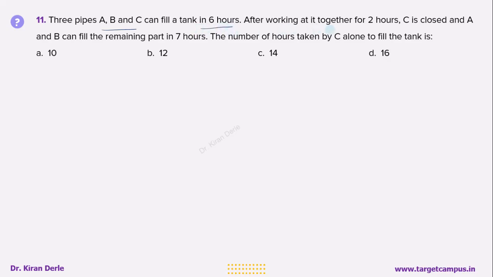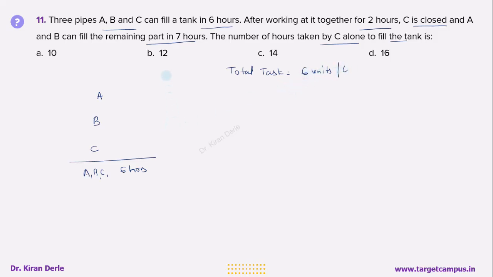Three pipes A, B, C can fill a tank in 6 hours. After working at it together for 2 hours, C is closed and A and B can fill the remaining part in 7 hours. Find the number of hours taken by C alone to fill the tank. Again, use the unitary approach. A, B, C all of them can fill the tank in 6 hours. We do not have their individual tasks, but we know A, B, C together can fill it in 6 hours. In such questions, you can simply assume the total task as 6 units, or it can be 6 liters also, no issues.